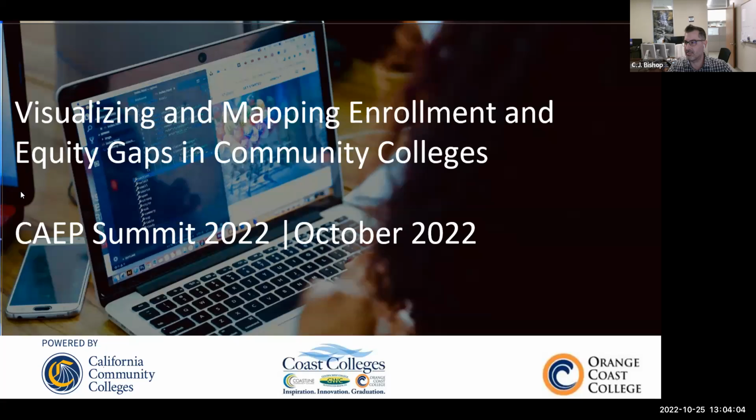Do we see "Visualizing and Mapping Enrollment Equity Gaps"? Yes, it looks good, CJ. All right, perfect. This is just to make sure you're in the right spot. We're visualizing and mapping enrollment and equity gaps in community colleges.